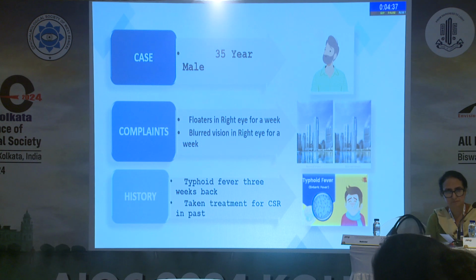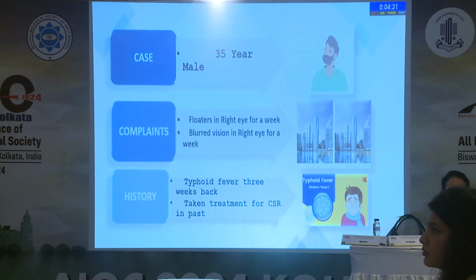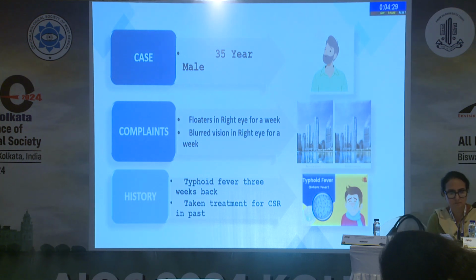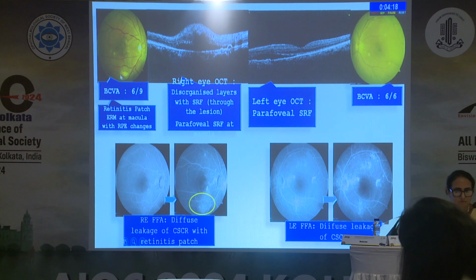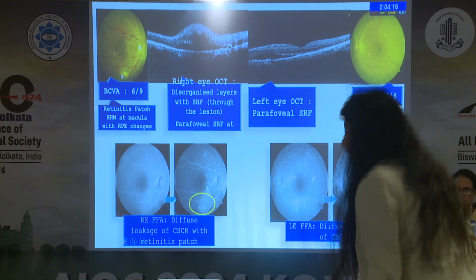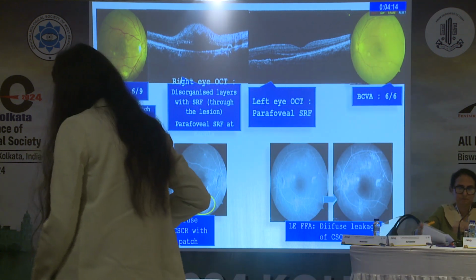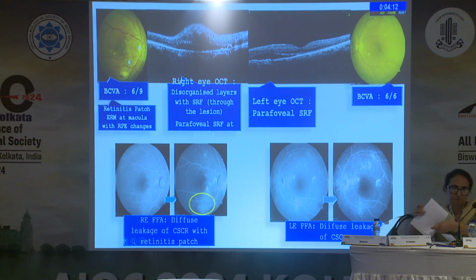And there was a history of typhoid fever 3 weeks back, and the patient had a history of CSR a year ago, for which he was under treatment at that time, topical and oral medications, no laser or anything. And now coming to the presentation, you can see that there is a retinitis patch along the inferotemporal arcade with hemorrhage and edema, and there was an ERM at the macula, and there was some RPE degeneration.